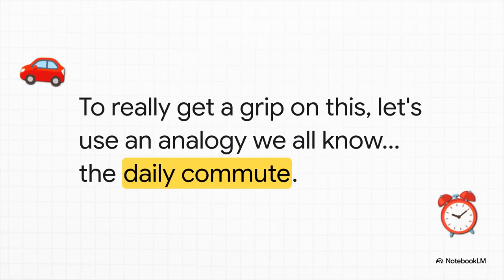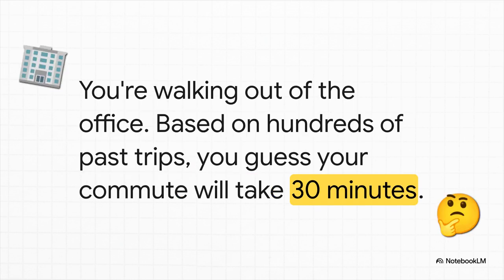To really wrap our heads around how this works, let's just push all the AI stuff to the side for a minute. We're going to use a super simple analogy, something we've all experienced: the daily commute. Okay, so picture it. You're leaving work. You've done this drive 1,000 times. You glance at the clock and you just kind of know. You make a quick guess in your head, right? Yeah, should be about 30 minutes to get home. That's your first prediction based on all your past experience.